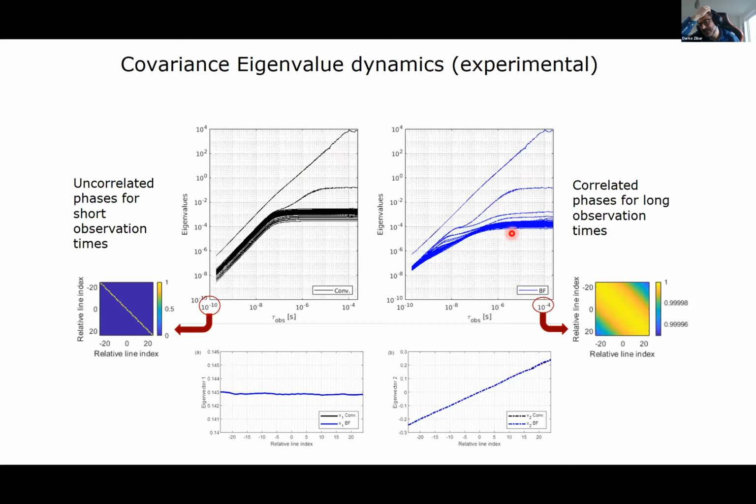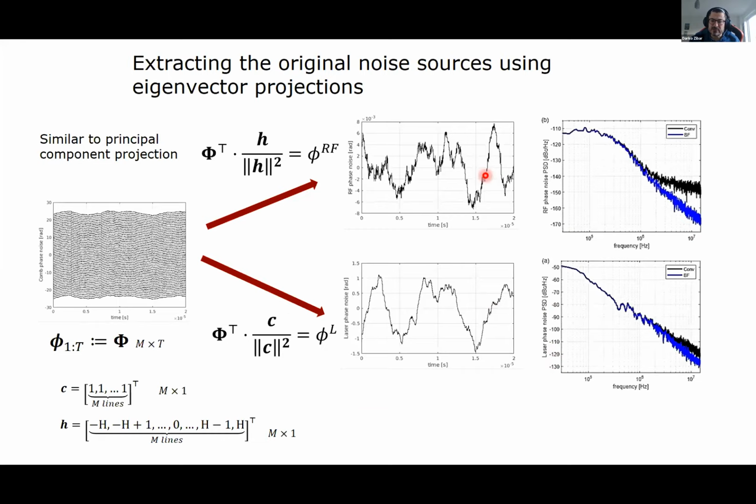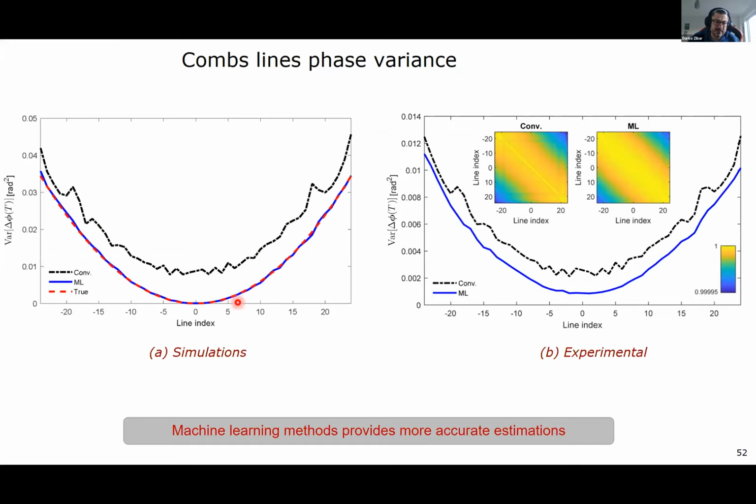And then if you plot the eigenvectors, you see that eigenvector one is constant, because your laser noise contributes equally to all the lines, while the RF noise increases as you move away from your carrier. Then you can reconstruct the contribution from the phase noise and the amplitude noise as shown here. I think this is a very nice property of the singular value decomposition, that you can distinguish between the noise sources that affect your comb. This is the variance using the conventional method and the machine learning method, and it overlaps fully with the true ones. For the experimental data, you get a much smoother phase evolution compared to the conventional method. So in this case, the machine learning method provides a significantly more accurate estimation.